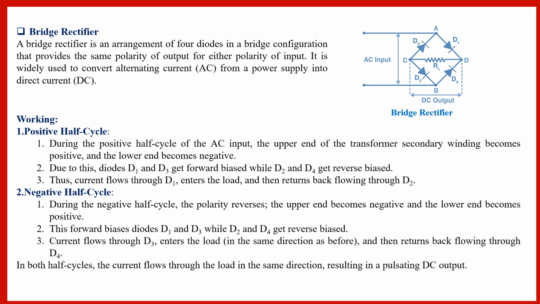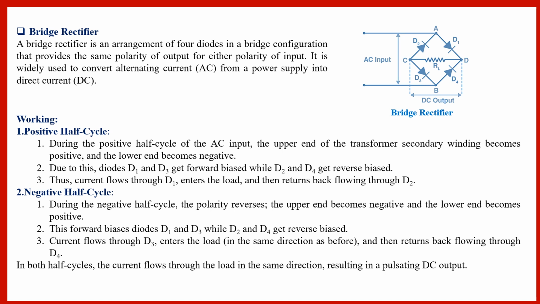So, or it will be reverse biased. So in both half cycles, the current flows through the load in the same direction, resulting in the pulsating DC output. So this is how bridge rectification takes place. This is also part of the full wave rectifier.